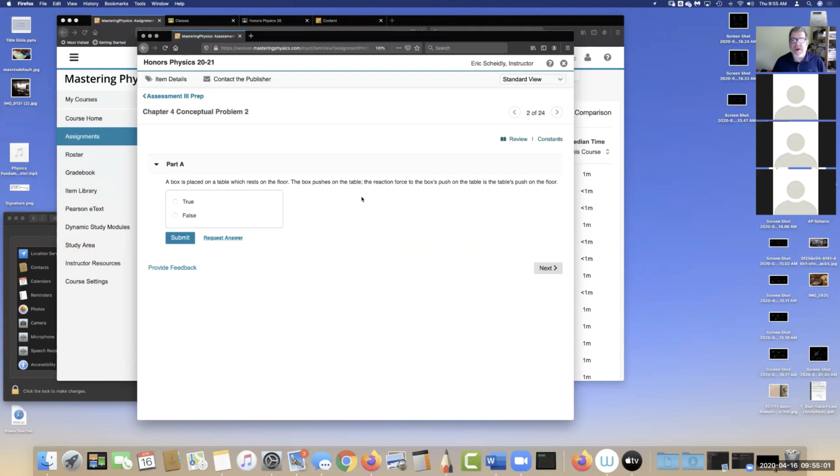A box is placed on a table which rests on the floor. The box pushes on the table. The reaction force to the box's push on the table is the table's push on the floor. No, that is false. Action-reaction pairs are one force acting on another. One thing pushes on another. Not only that, the nature of the force has to be the same. So when a box is placed on a table, the box pushes downward on the table and the table pushes upward on the box. That's the action-reaction pair. And they're both normal forces. They're both forces of contact. The box force pushing down and the table force pushing up.